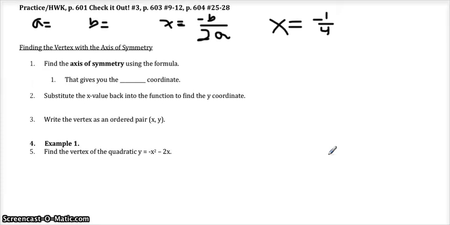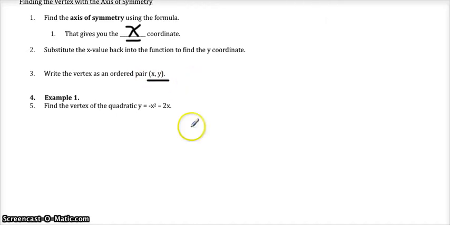Okay, let's take a look at finding the vertex with the axis of symmetry. For some reason, I have numbers down here, 1, 2, 3, 4, 5. Those are not needed. What you're going to do is find the axis of symmetry using the formula negative b over 2a, and that's going to give you which coordinate? Fill it in your notes. It's going to give you your x coordinate. Now you're going to substitute that value back into the quadratic function. That'll give you the y coordinate. And then you're going to write your final answer down as an ordered pair.